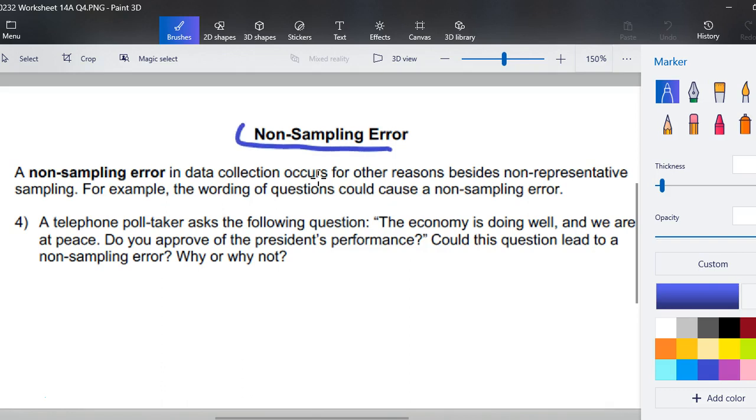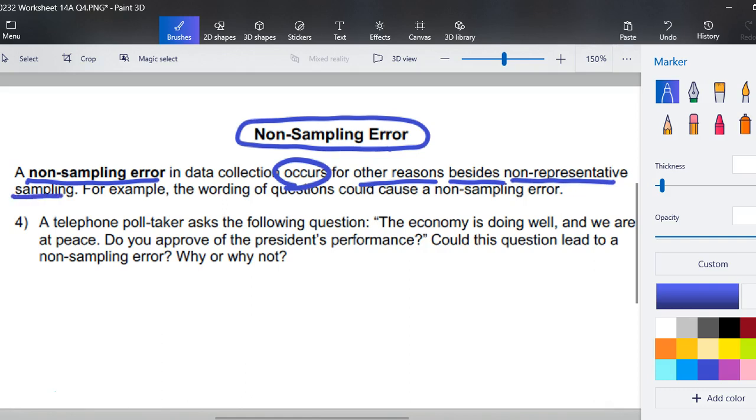A few more things that we need to know for the next lesson. One is titled a non-sampling error. We just spent a lot of time talking about sampling errors, and now we're shifting to non-sampling errors. You need to write this down in a glossary somewhere, flashcard. A non-sampling error in data collection occurs for other reasons besides non-representative sampling. In other words, just because we don't have a representative sample doesn't mean that error can't exist, and we can call it non-sampling error.